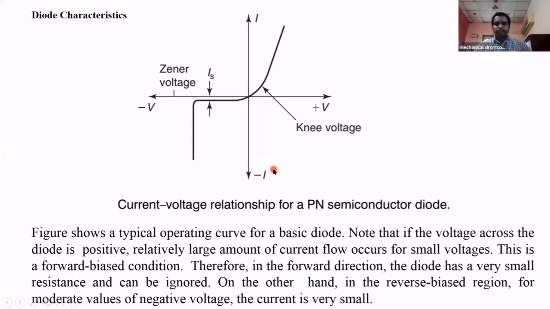Now, forward biasing, reverse biasing. Now we see the characteristics of the diode. Characteristics of the diode is nothing but a graph. It shows the variation of current and voltage in the diodes. This curve represents the variation of current with respect to voltage. You can see in these characteristics. This is called diode characteristics.